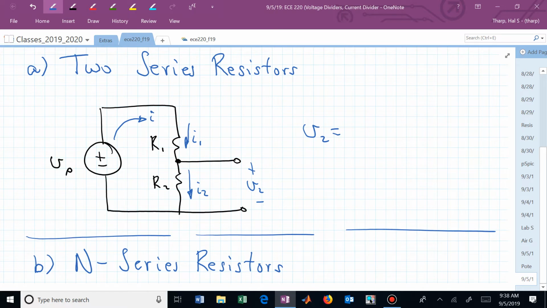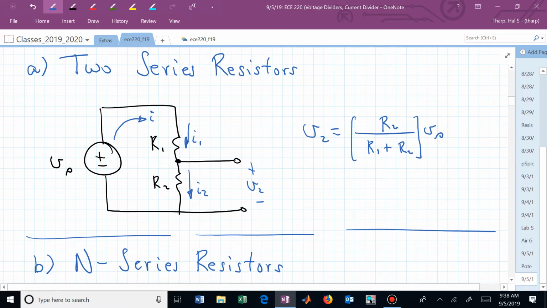So in fact, I is right there. V sub S divided by R1 plus R2. And Ohm's law says, oh, it's R2 times I2. Well, we just have I2 right there, so this is now R2. And here's your voltage divider expression for a two-series interconnected network of resistors. Meaning, if you didn't remember that, you now derived it very quickly.